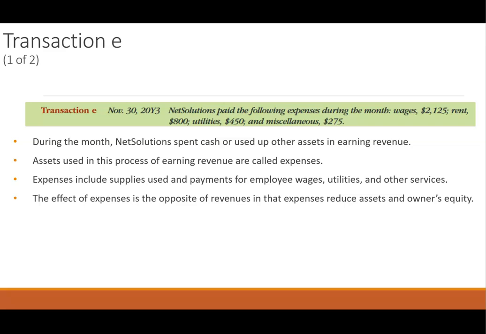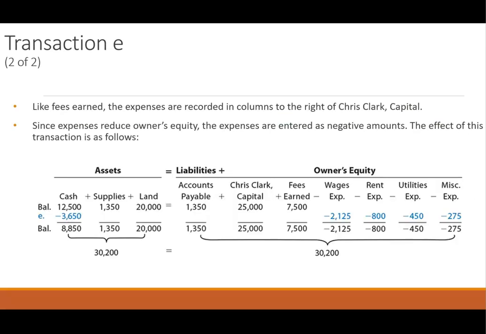Assets used in this process of earning revenues are called expenses. And expenses include supplies used, payments for employee wages, utilities, and others. The effect of expenses is the opposite of revenues. Revenues increase owner's equity, but expenses decrease owner's equity. So in this case, the wage expense, the rent expense, the utilities expense, and the miscellaneous expense all decrease our owner's equity. So we reduced our cash by $3,650, and we reduced our owner's equity in the form of all these expenses. But do our assets still equal our liabilities plus our stockholders' equity? They do.